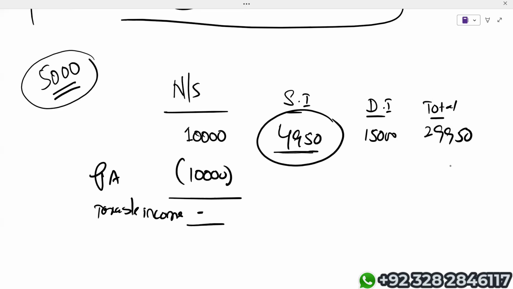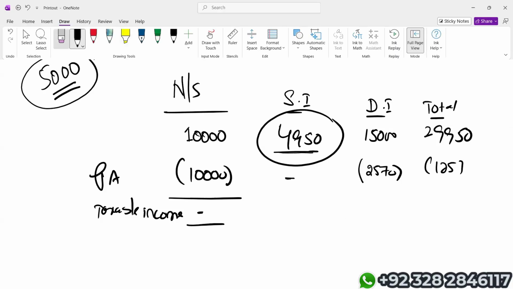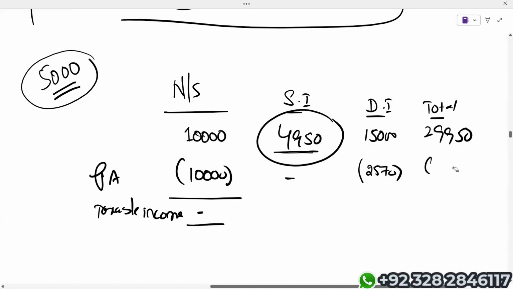So in the situation where the entire saving income falls in the starting rate band, we do not deduct the remaining personal allowance against the saving income. We deduct the remaining personal allowance against the dividend income, which is 2570. So this is what you need to memorize. Otherwise, I'll do one thing for your own clarification. You're not required to do that in the exam.